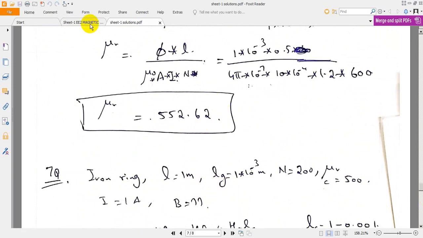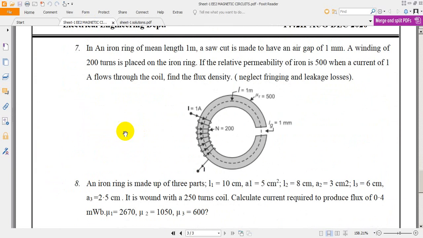Coming to problem number 7, we have an iron ring of mean length 1 meter. A saw cut is made to have an air gap of 1 mm. A winding of 200 turns is placed on the iron ring. The relative permeability of the iron is 500, and a current of 1 ampere flows through the coil. We need to calculate the flux density.